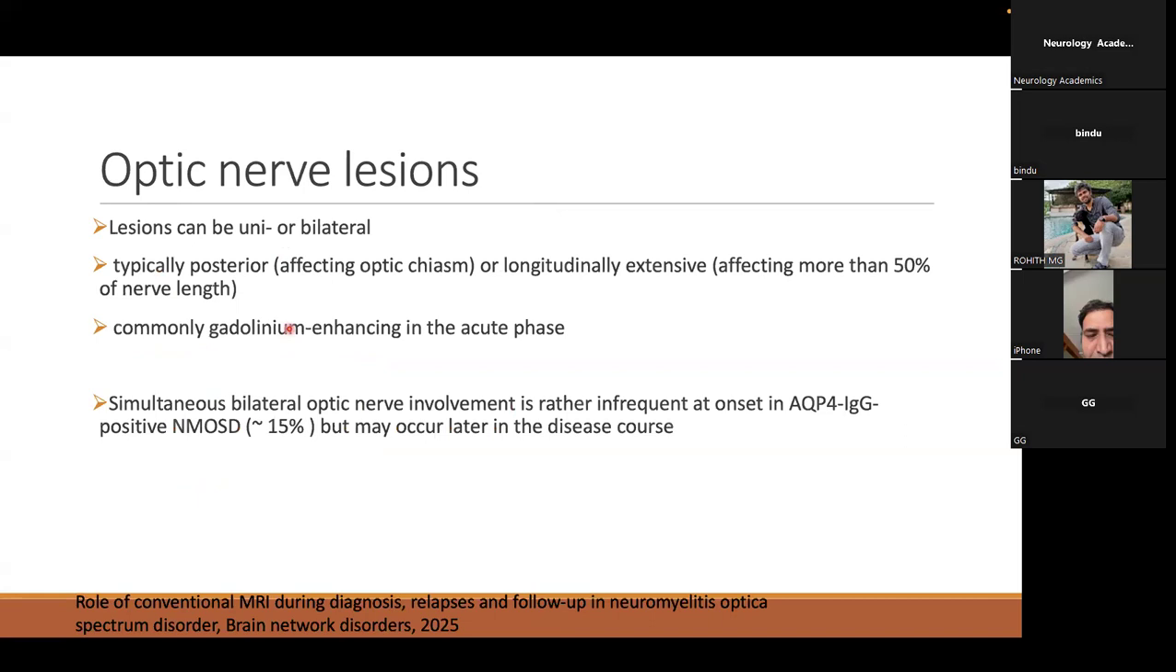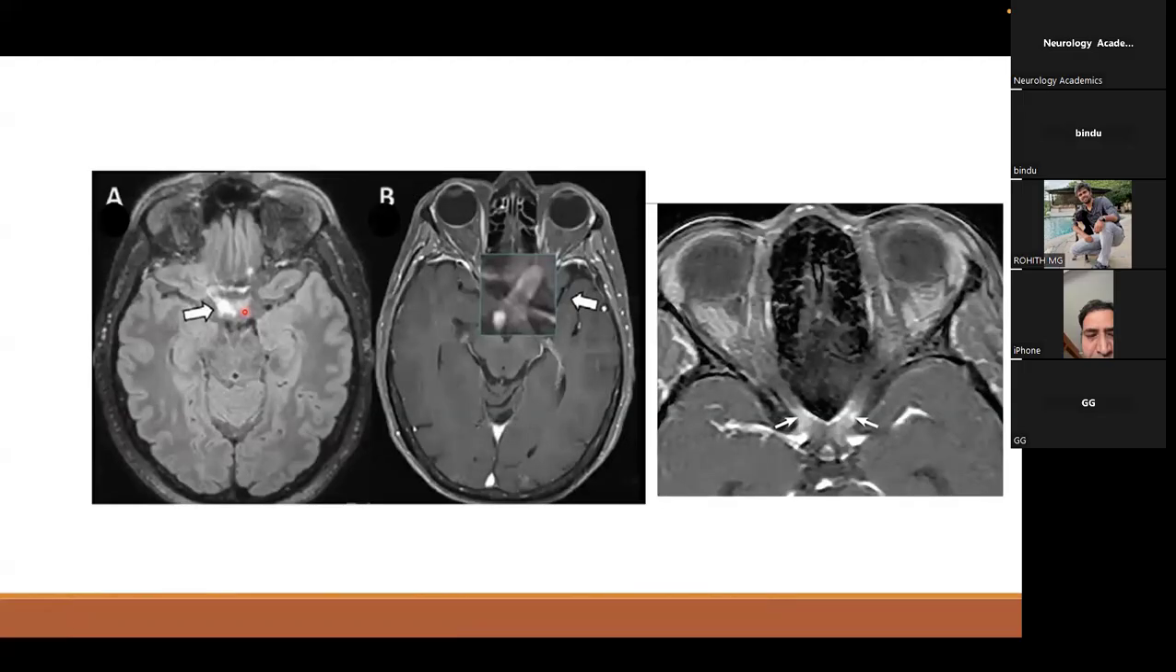So, the optic nerve lesion. Around 15% of NMOSD patients have bilateral optic neuritis at presentation, and the rest of them may occur later in the disease course. The lesions in the optic nerve are typically posterior. It is longitudinally extensive, meaning more than 50% of the optic nerve will be involved, and commonly gadolinium enhancing in the acute phase. Here we can see the chiasm involvement, and here we can see the post contrast showing enhancement towards the chiasm. And here also we can see bilateral posterior involvement of the optic nerve, including the chiasm.